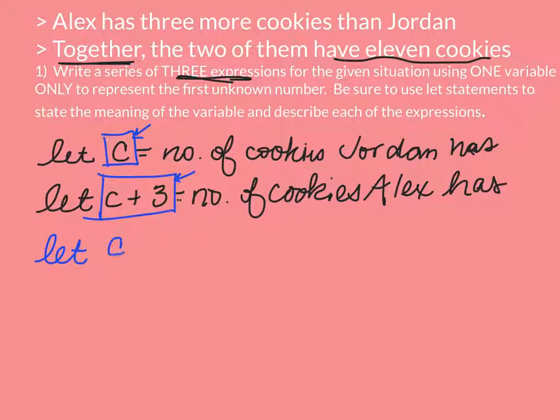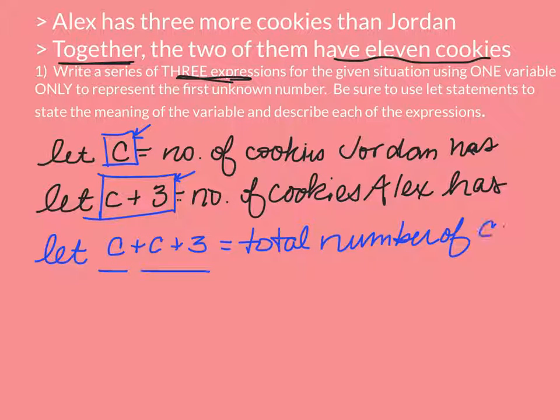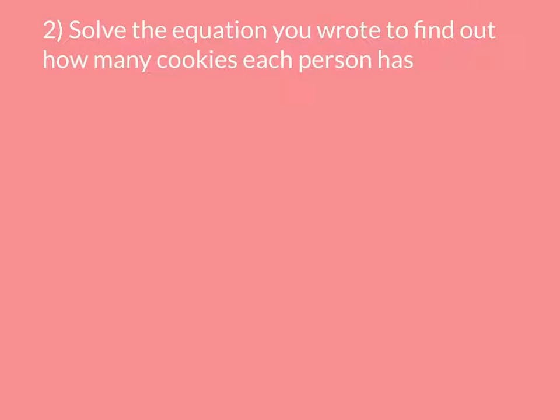So we've got let C plus C plus 3. You see how that's our 2 different parts here? I'm adding them together, and that equals the total number of cookies. So there's my let statement, my expressions that I wrote using let statements. The next thing I'm asked to do is to solve that equation that I wrote. Well, I haven't written an equation yet, have I?